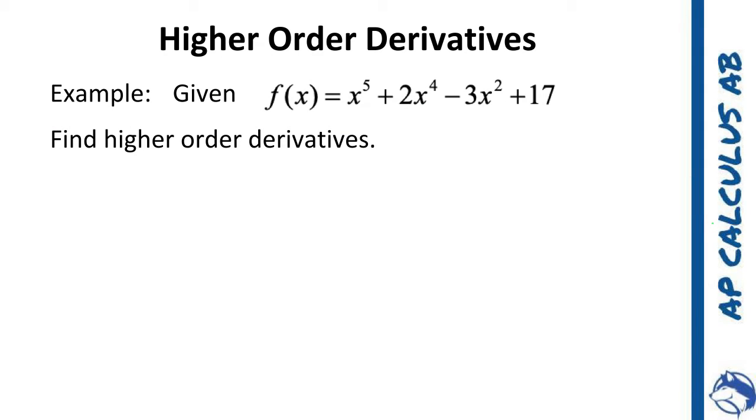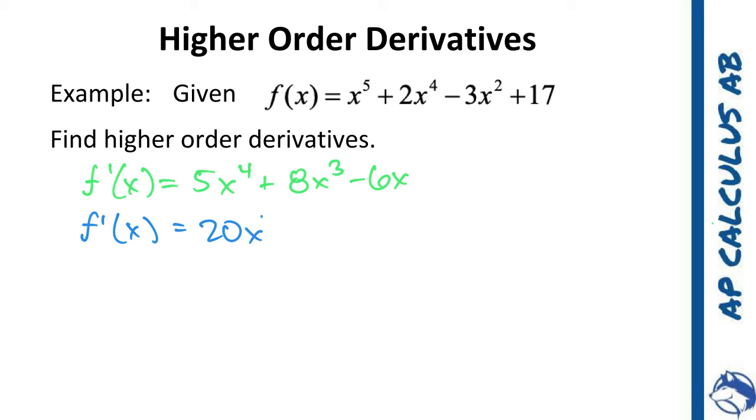So now here you go, you might be given a question where they're going to ask you to find some higher order derivatives. So we're just going to go with as many higher order derivatives as we can. If we do f prime of x, we're going to end up with 5x to the fourth plus 8x cubed minus 6x. And remember, the derivative of any constant is always 0. So now let's go on to f double prime of x. This is 20x cubed plus 24x squared minus 6.